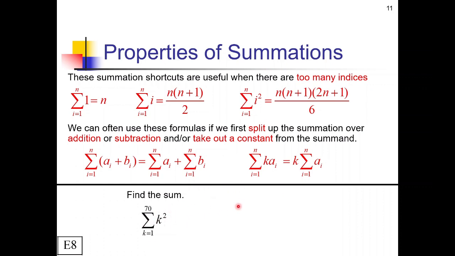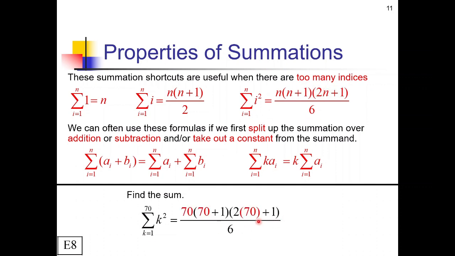With all that in mind, pause the video and see if you can quickly find the sum of what we've got down here. Alright, so this is definitely the i squared formula, so we're just going to use that. Our n value here is 70. It is important to verify that you've got a 1 for your lower limit, because this only works if 1 is your starting value here. So this is going to be 70 times 70 plus 1 times 2 times 70 plus 1, all over 6.